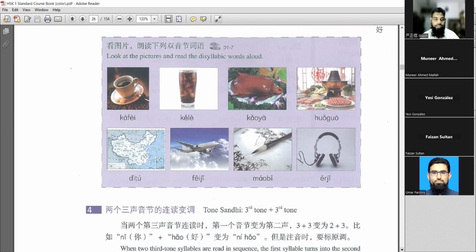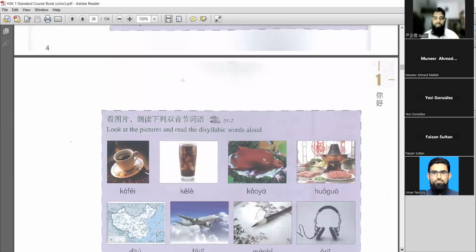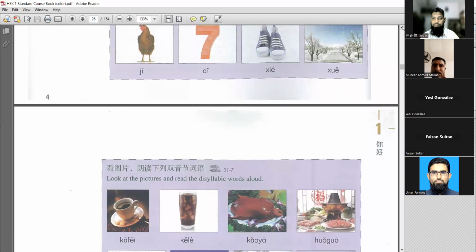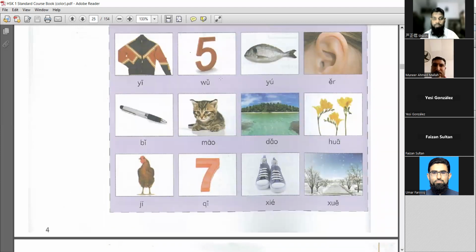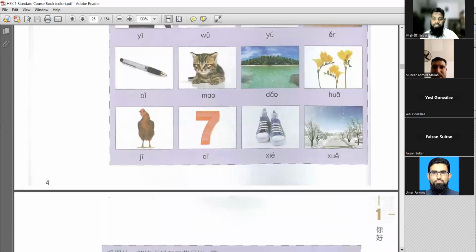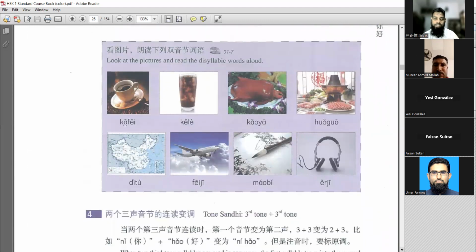There are two syllables, and in each syllable you will see a single tone, because each syllable requires one tone. But since this is a disyllabic word, all the time you will see two syllables, two tones. So here you will see a word which has two syllables.